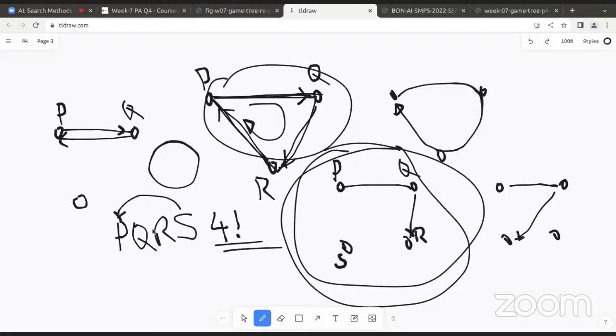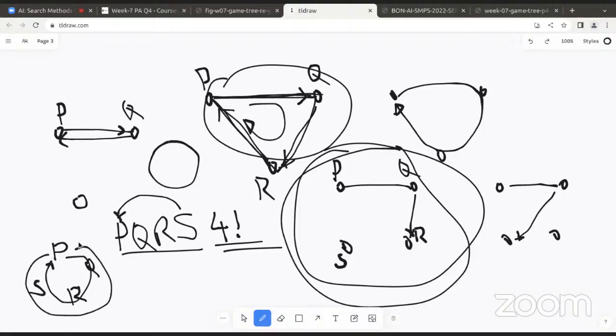I turn this into a cycle, so if this is a permutation, I turn it into P, Q, R, S. Now this is one cycle. I can travel like this. I can travel like this. Now each permutation, I can travel in this direction or in the other direction.